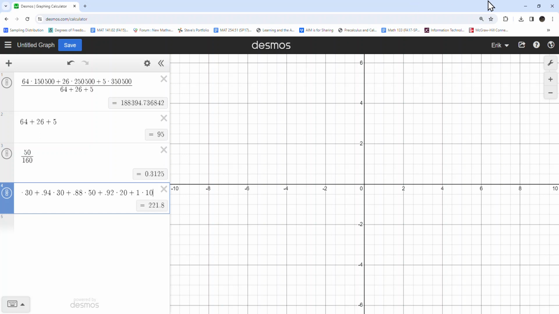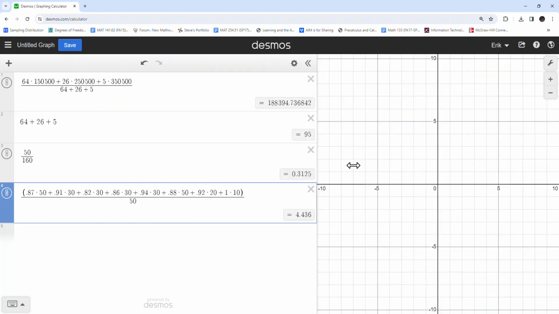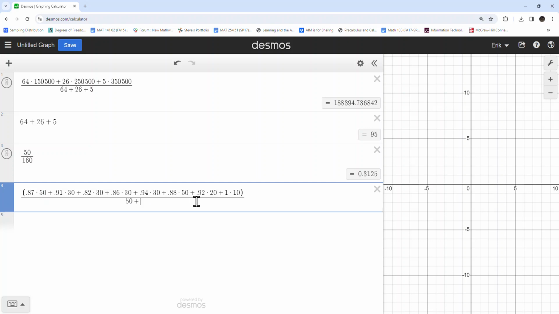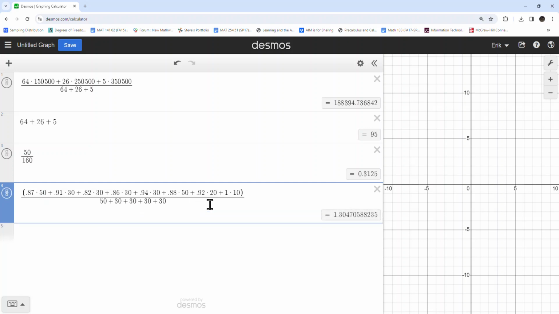Okay, so there is all of the grade percentages times the points for each, and then I want all of that to be divided by the sum of each of those point values for the categories, so the 50 and the 30 and etc. So 50 plus 4 30s, and then another 50 for the final, and a 20 and a 10. And there is the percentage for this student.